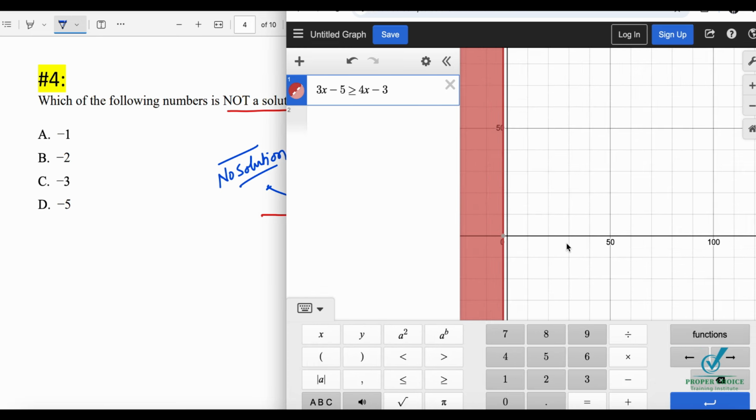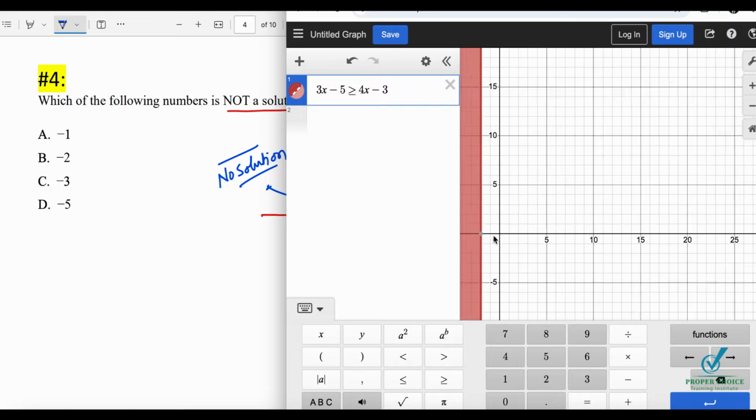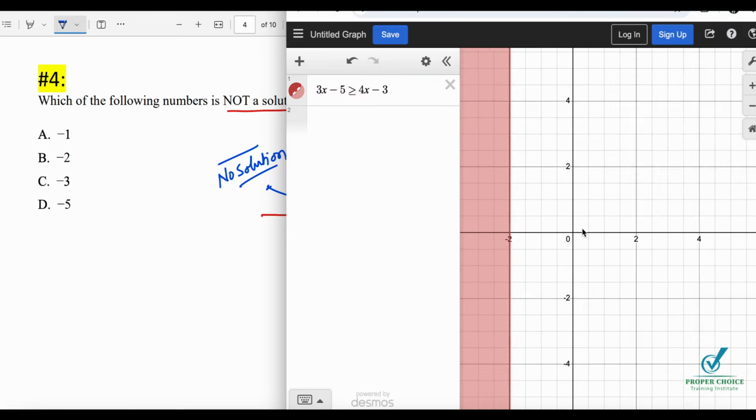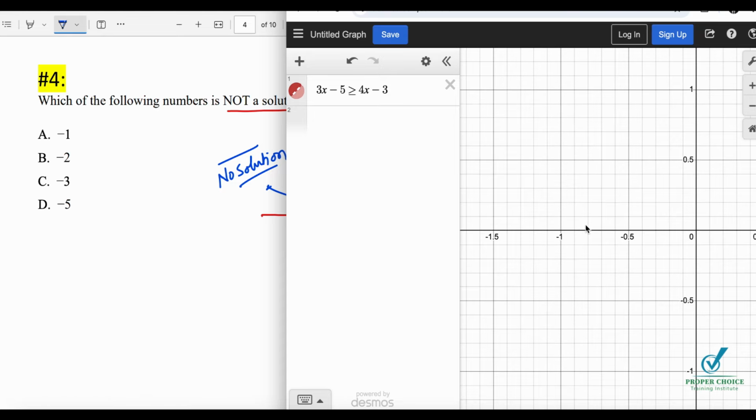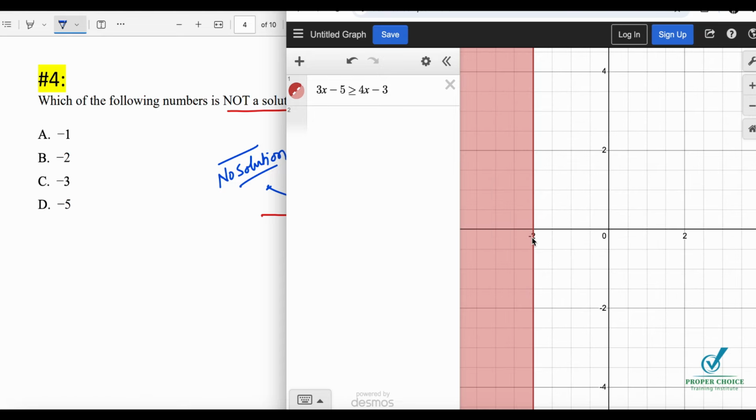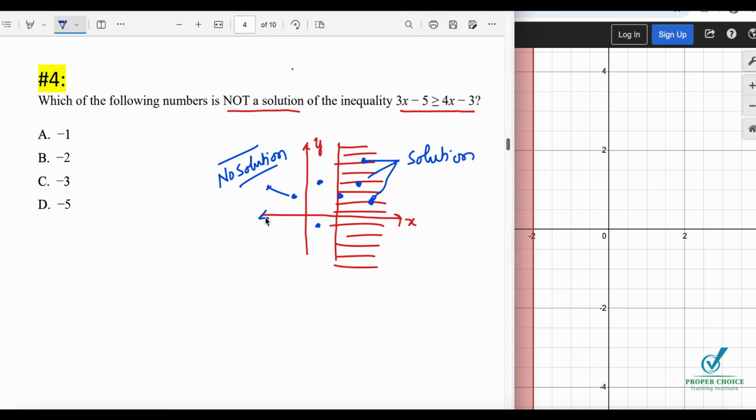Now it's showing you some graph, and check it out. Zoom out and see what is actually happening, from where to where it is. Okay, I can see the value of x from -2 up to -infinity, because it's shaded on the left side, which means it's true up to -infinity. So the value of x from -2 up to -infinity is the solution.